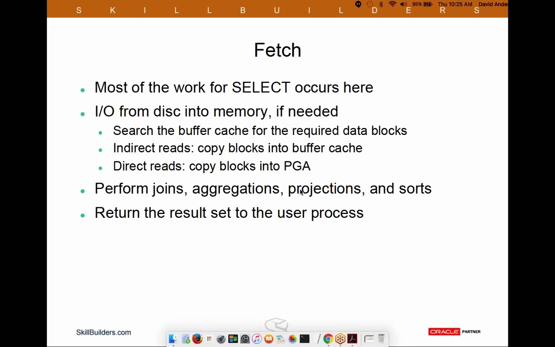Projections, fetching back the specific columns we've asked for. So that's what projection means. If you go back to your study of original relational database, projecting is projecting the columns. Select name, address, and phone number from my customer table. So I'm projecting the name, address, and phone number. Of course, we also have to sort the data if we have an order by, and then finally return the result set to the user process.